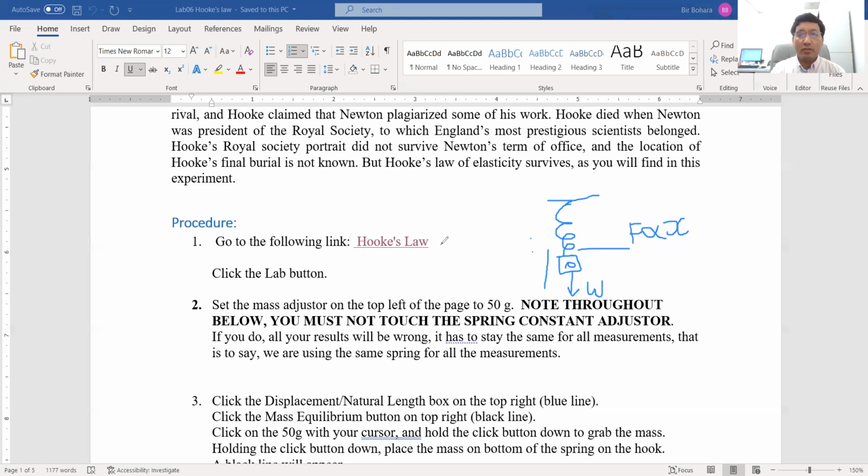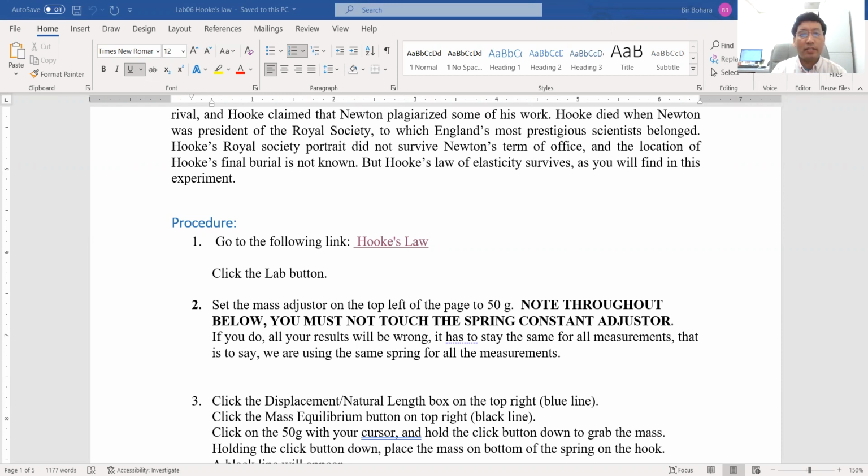Once you click here, let me clear this window and go to the simulation window. When you click on this, it will lead you to the simulation link. Let me go there. Right here there are several options, like introduction, vectors, energy, and lab. We are doing the lab, so I'm clicking on the lab.